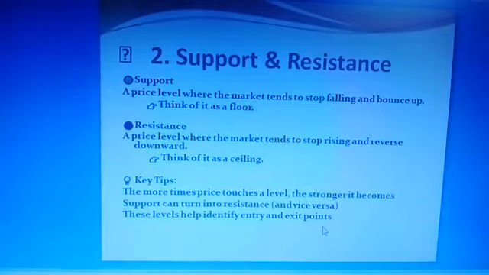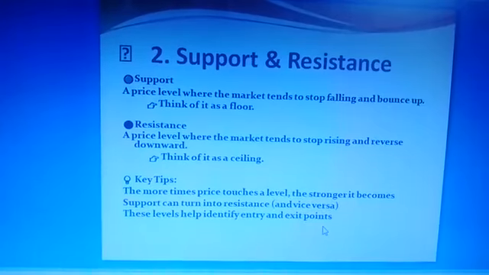Support and resistance. Support is a price level where the market tends to stop falling and bounce up. Think of it as a floor. While resistance is a price level where the market tends to stop rising and reverses downwards. Think of it as a ceiling. Now, support and resistance goes in two ways. You have support and resistance when you want to buy, and you have support and resistance when you want to sell.